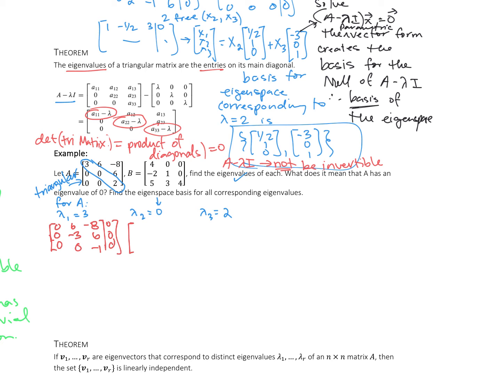So lambda being 0 gives me just A, right? If I'm subtracting 0, then it doesn't matter. Now you could just row reduce this, because the 0 vector over there doesn't change anything. All we're looking for is the relationship between our free variables. So this one would be 1, 6, negative 8, 0, negative 2, 6, 0, 0, 0.